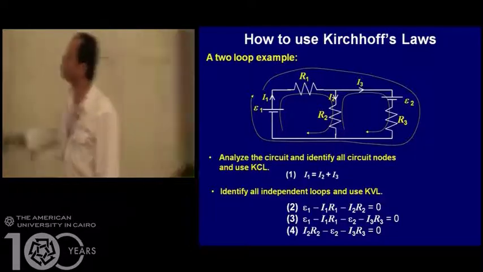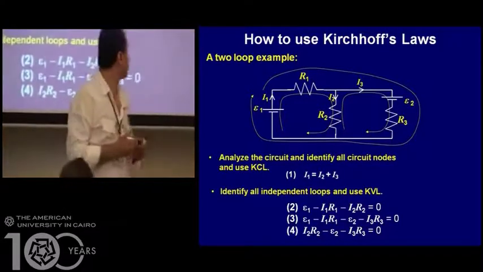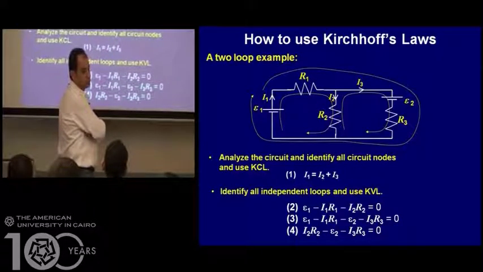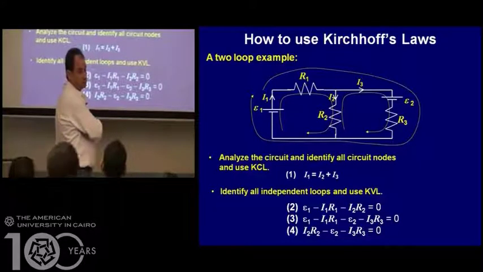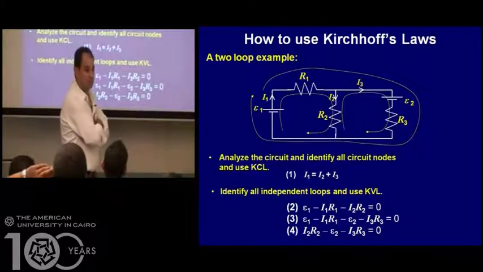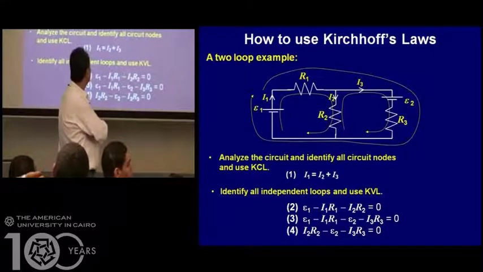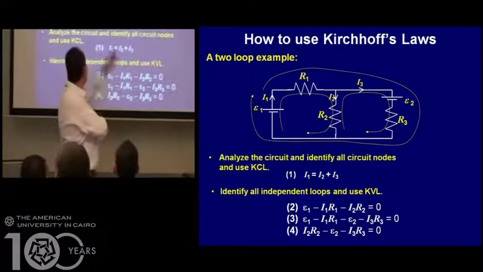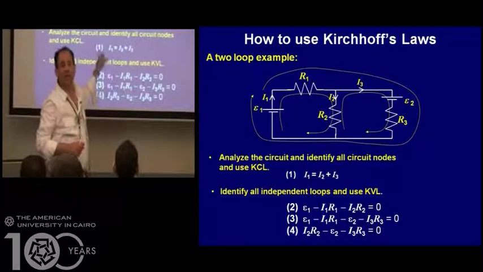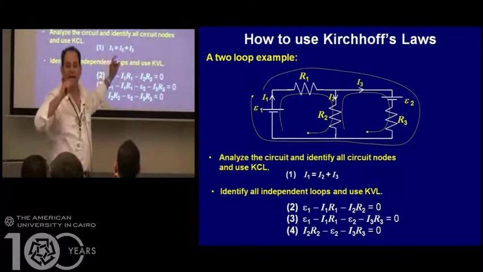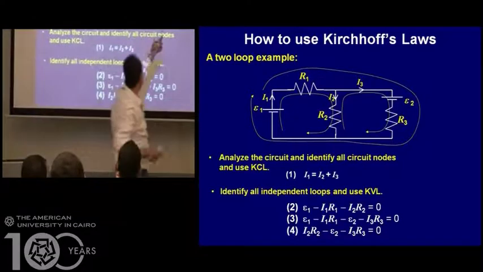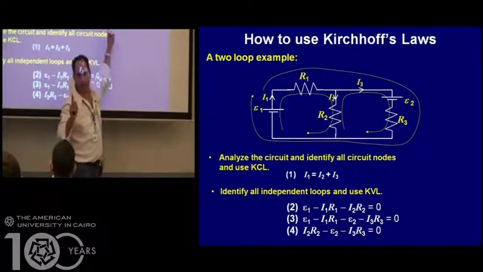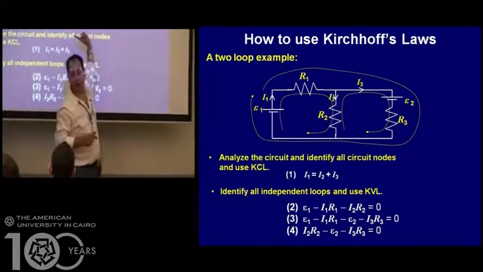Then you choose the big loop, the big one. Again, this I1 is the net current in that branch. It's not the current from E1. I3 is the net current in that branch. It's not the current from E2 nor the current from E1. It's the resultant of the two of them.